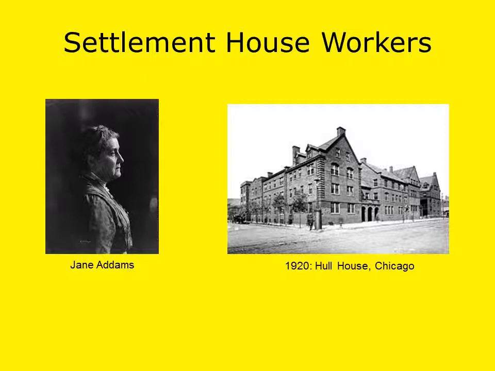The most famous of the settlement houses was known as Hull House, which is pictured in the slide on the right-hand side. It was created in Chicago by Jane Addams, who's also depicted here. Hull House offered educational and cultural opportunities to poor immigrants and poor women that they might not have otherwise been able to access.